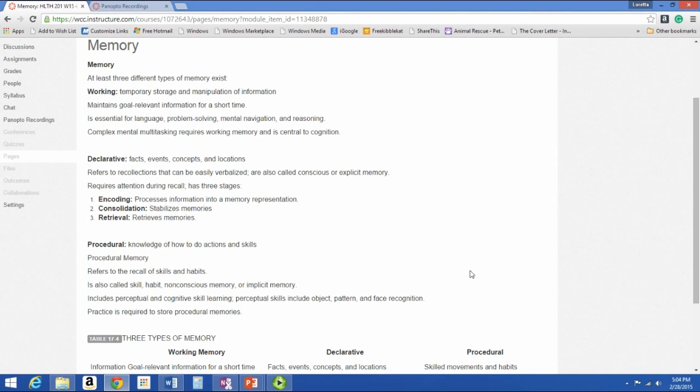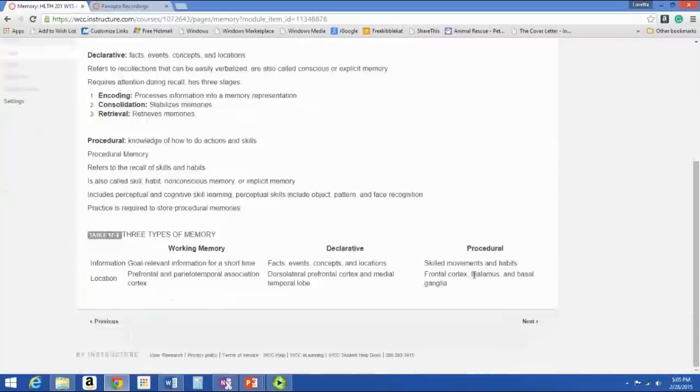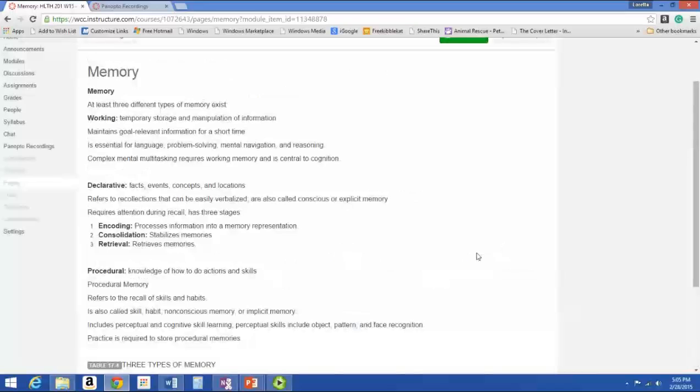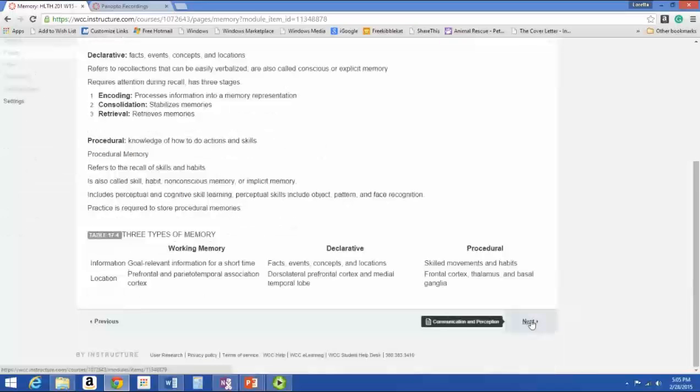It includes perceptual and cognitive skill learning. Perceptual skills include object, pattern, and face recognition, and practice is required to store procedural memories. So if you want to get better at something, an action and a skill, you have to practice it. That's what's required to store that in long-term memory. Okay, so there's a little chart, because I like charts, of the 3 different types of memory. So nice and spiffy, right?